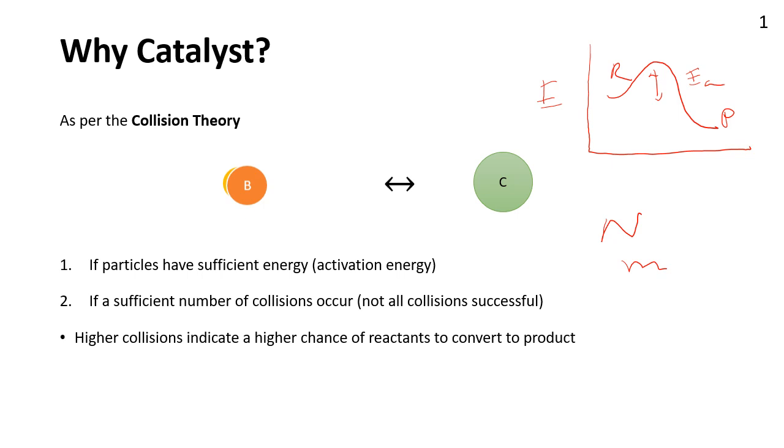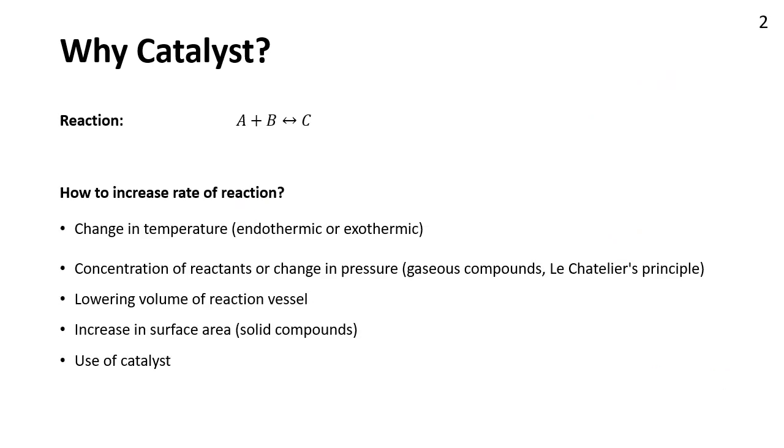If we think about it this way, if the number of collisions, n, is higher, there'll be a much higher chance of m occurring, a higher chance of reactants converting to products. So if we have a reaction A plus B gives C, how would we increase the rate of reaction? The first thing you could think of is changing the temperature. If this is my reaction vessel and these are my particles.